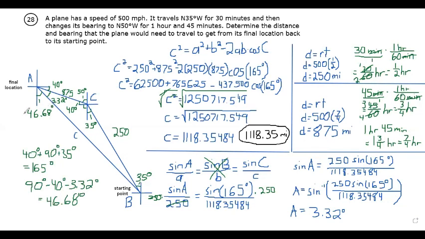And from there, we can state what the bearing is. So it appears that in order for the triangle to get from its final location back to a starting point, we would have to travel at a bearing of south 46.68 degrees east.